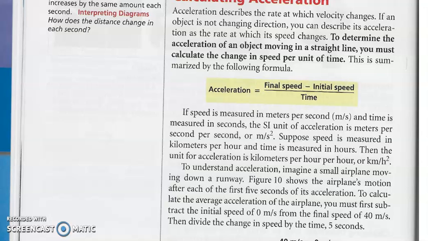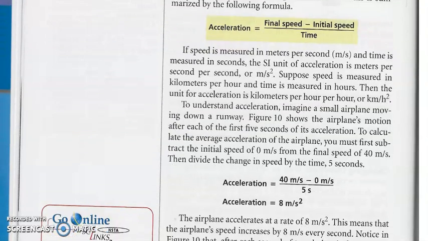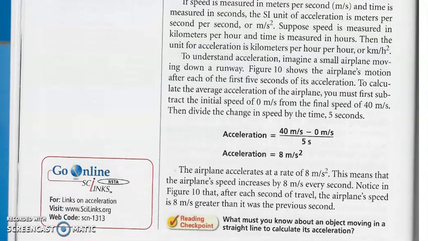To understand acceleration, imagine a small airplane moving down a runway. Figure 10 shows the airplane's motion after each of the first 5 seconds of its acceleration. To calculate the average acceleration of the airplane, you must first subtract the initial speed of 0 meters per second from the final speed of 40 meters per second, then divide the change in speed by the time, which is 5 seconds.